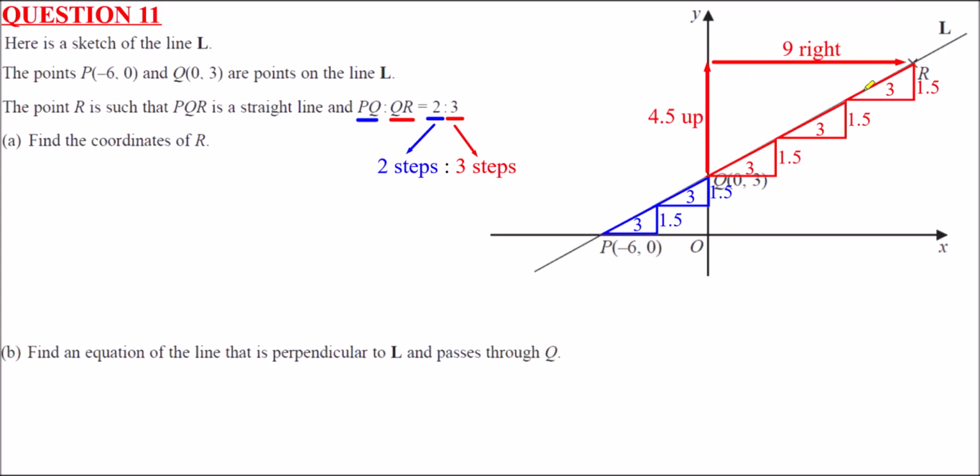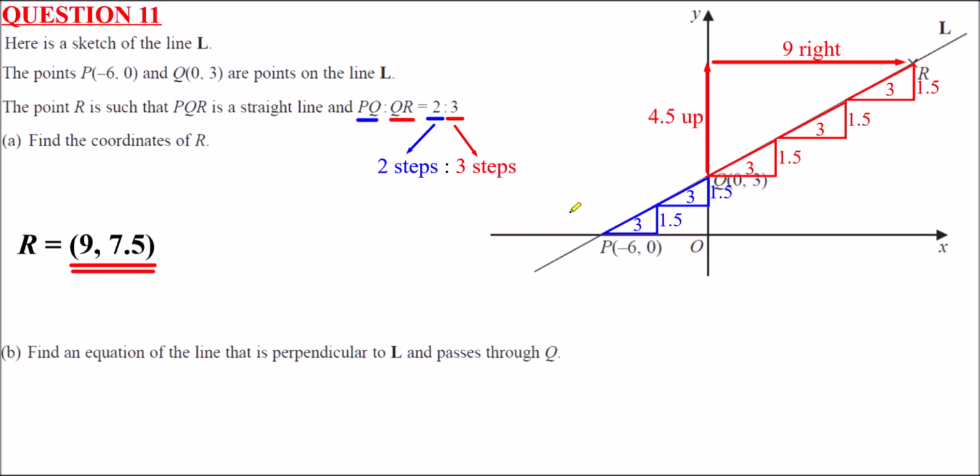So the coordinates of R is going to be 0 plus 9, which is 9. And because we're already starting at a y height of 3, the y coordinate will be 3 plus 4.5, which is 7.5. So the coordinates of R are therefore 9 and 7.5.